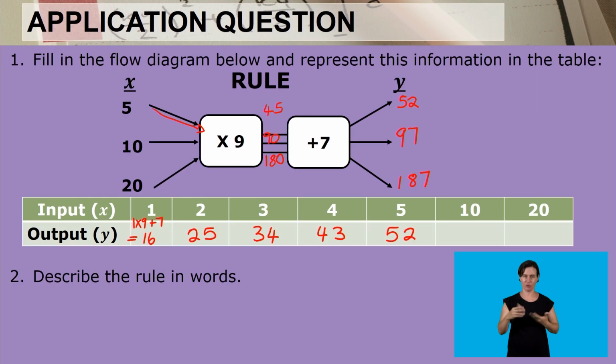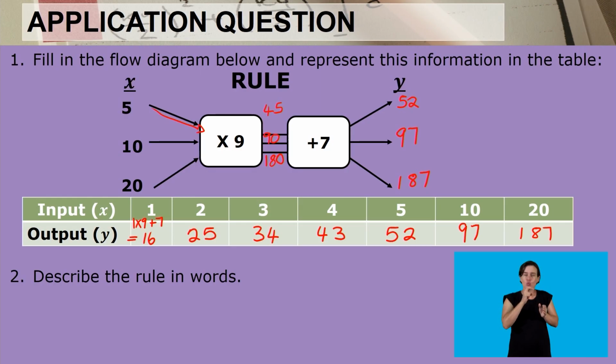When the input value was a 10, the output value was a 97. And lastly, when the input value is a 20, the output value was 187. And that is now our table filled out from this flow diagram. Now, how about we describe this rule in words?